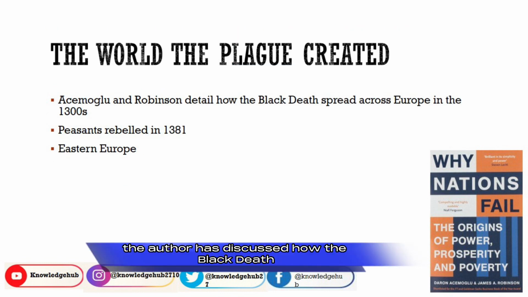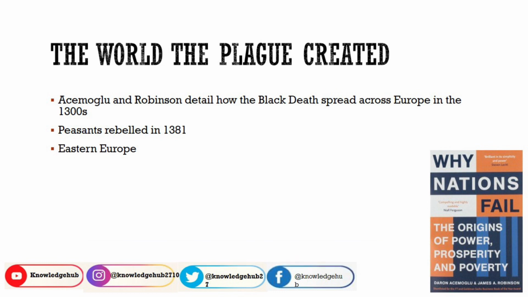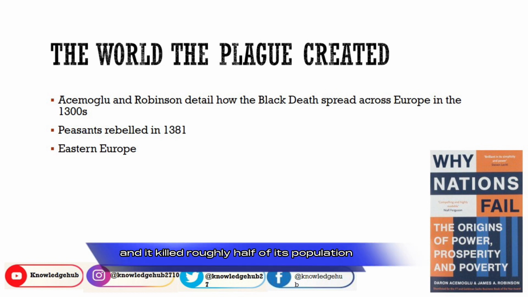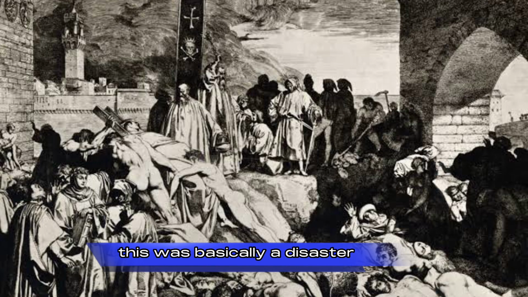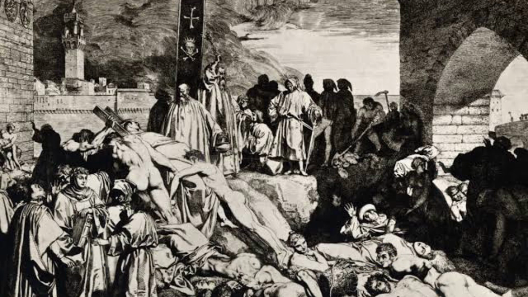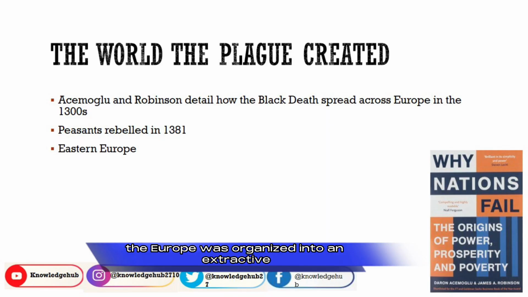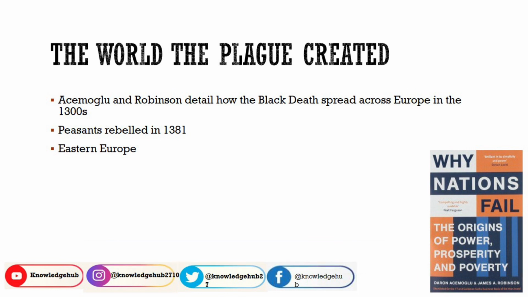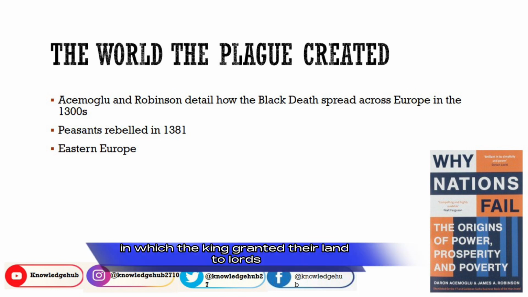In this section, the author has discussed how the Black Death spread across Europe in the 14th century and killed roughly half of its population. This was basically a disaster, but it is very important in understanding present day Europe. Before the Black Death, Europe was organized into an extractive and feudal system in which the king granted land to lords.